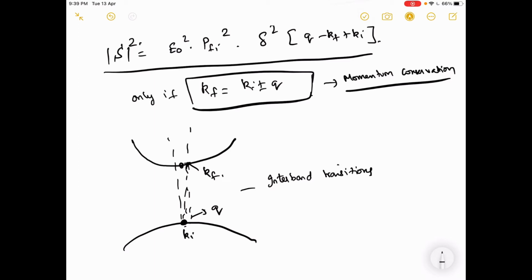If you have an electron here, it gets scattered to another k_f here. It is only possible if it is added by q, right? So this kind of scattering is called intra-band transitions. This can be one sort of intra-band. You can have another transition like this. Obviously, this extension cannot be too much, because the q value should be small for all these kinds of transitions.